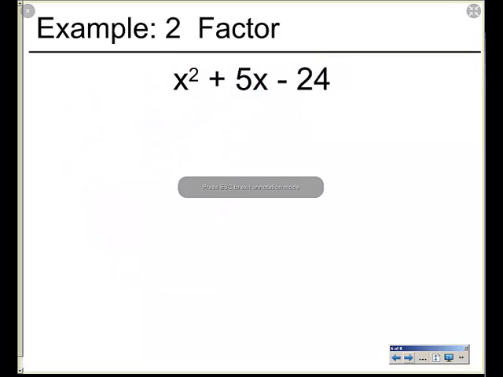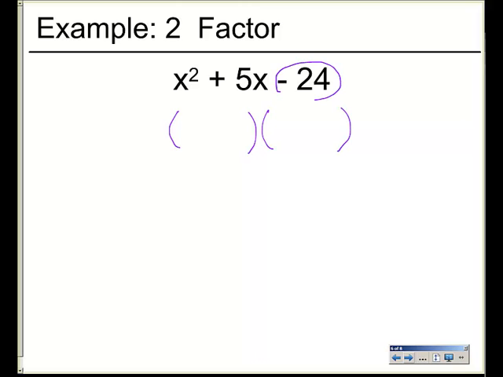Example 2, we're going to try this again. I'm going to set up my parentheses, so parentheses here, and parentheses there. Notice that this back here is a negative. What that's telling me is one of my factors is positive and one is negative, because the only way I can get a negative product right here is to have opposite signs. Now my leading coefficient is 1, or 1x, so the only way I can get an x squared is to have an x times an x.